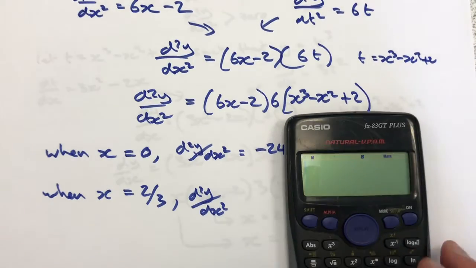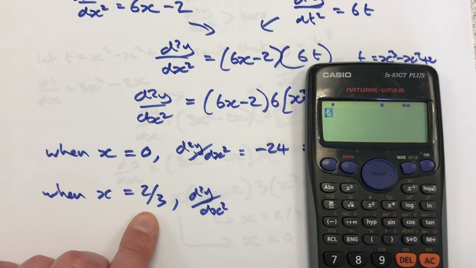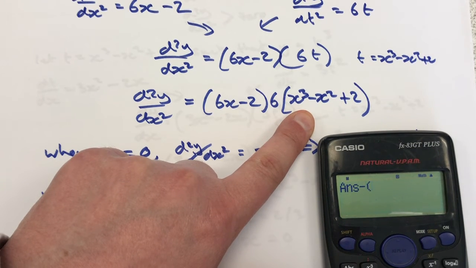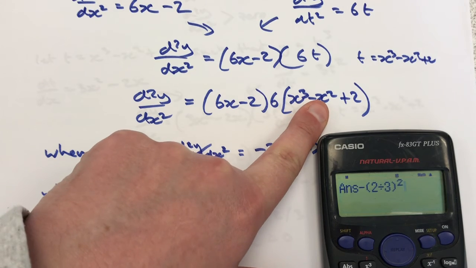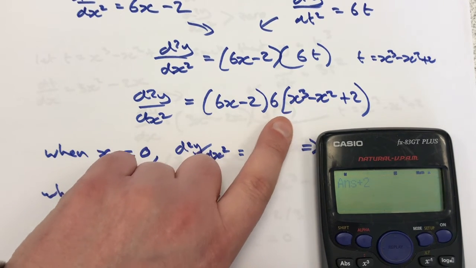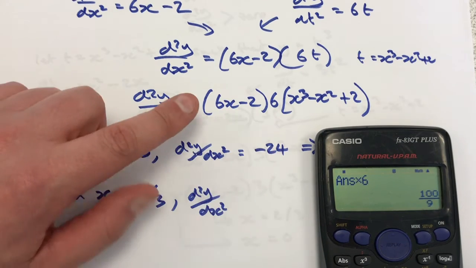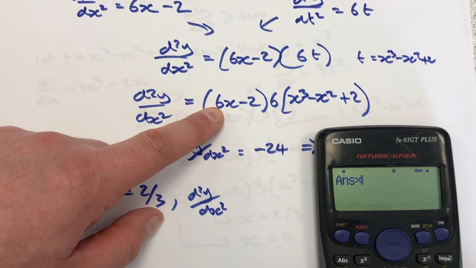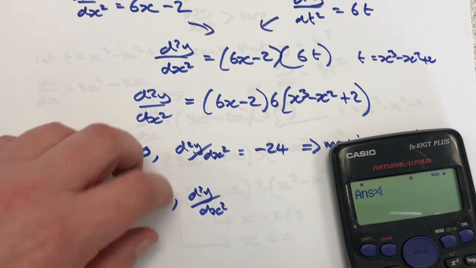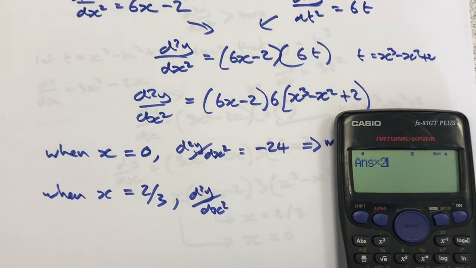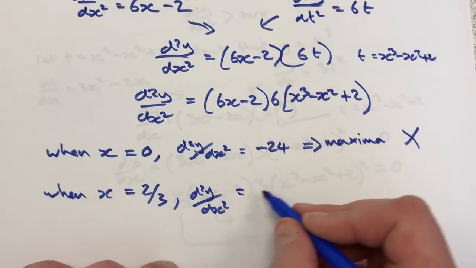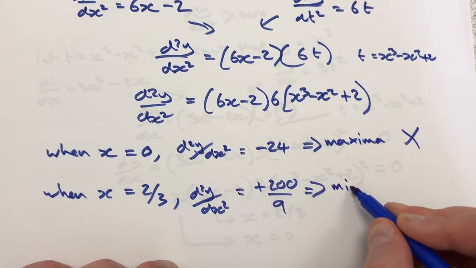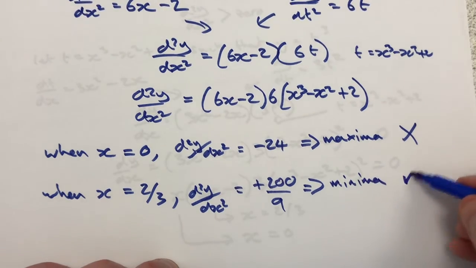And then I'll have to get my calculator out for this one. We've got 2/3, 2 divided by 3 equals, and I need to cube that to the power 3, subtract 2/3 squared equals plus 2 equals times by 6 equals times by, and here I've got 6 times 2 is 12, divided by 3 is 4, 4 minus 2 is 2, so all of that times by 2 equals, I've got 200 plus, more importantly, plus 200 over 9, therefore it is a minima, which is what we're looking for.